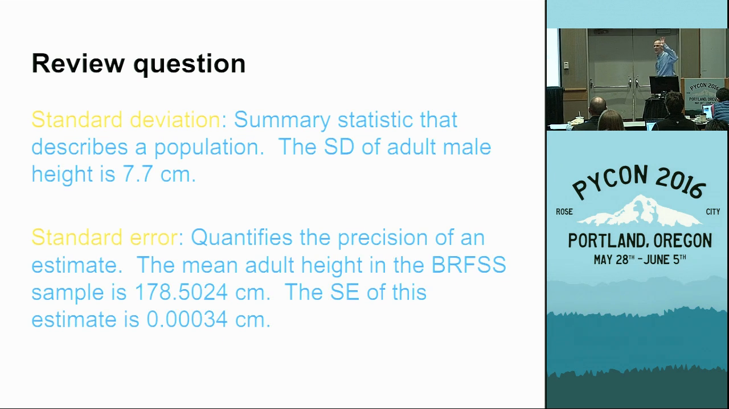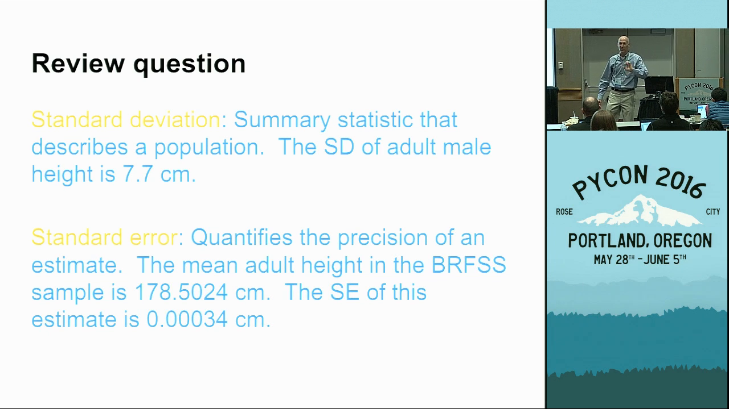All right, here's the key to remember. Standard deviation is a way to describe a population. Standard error is a way to describe an estimate. Okay? So the example that I have here is the average adult male height. The standard deviation in the United States is 7.7 centimeters. So that's telling me the width of the distribution.